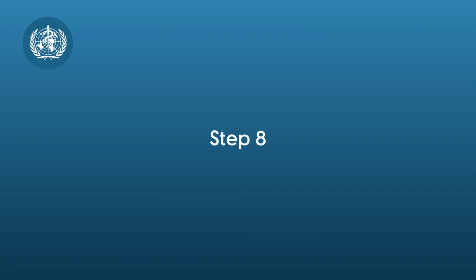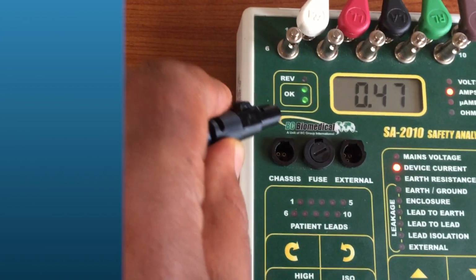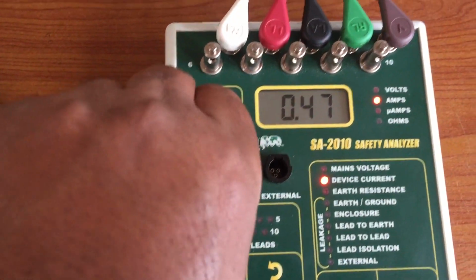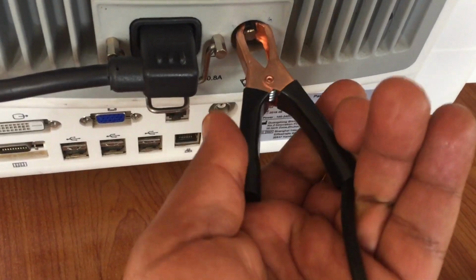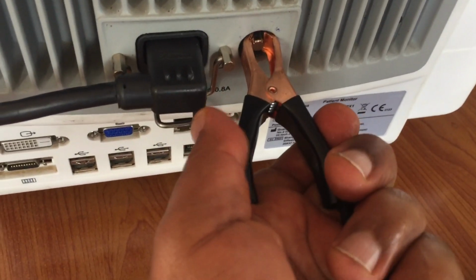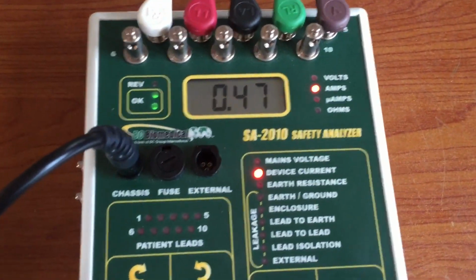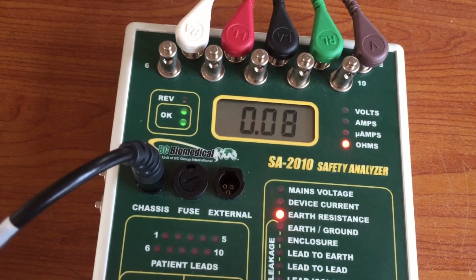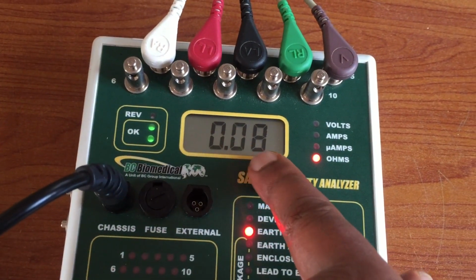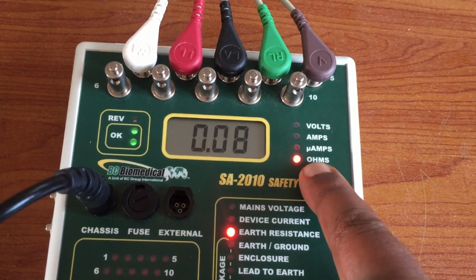Step 8. Protective earth resistance. Connect the chassis cable to the protective earth on the device under test. Select the mode for earth resistance and make sure the clamp is connected to the protective earth connection on the DUT. The measurement should be less than 0.2 ohms.